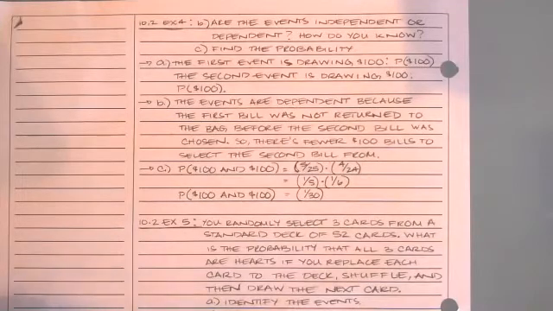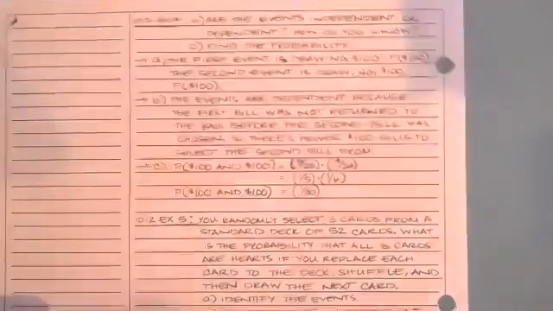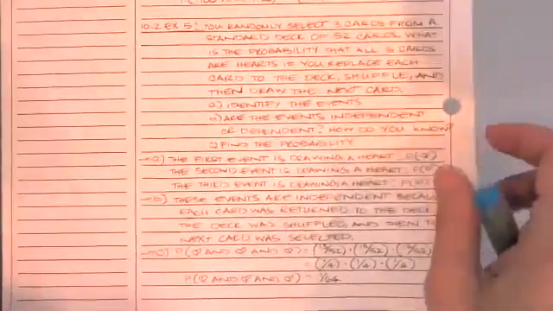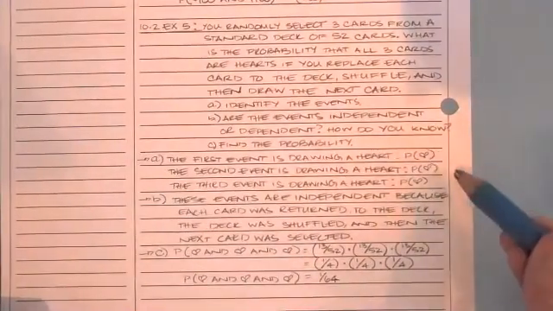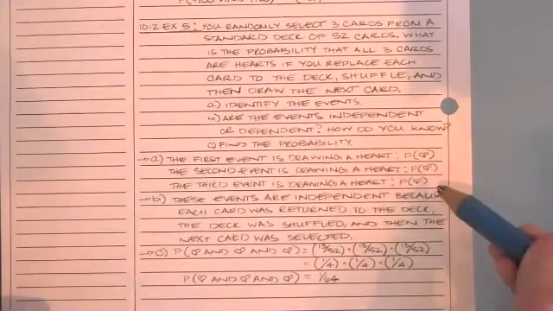All right, so are we ready for the last example? Okay. So here is 10.2 example 5. You randomly select 3 cards from a standard deck of 52 cards. What is the probability that all 3 cards are hearts if you replace each card to the deck, shuffle, and then draw the next card? So we have to identify the events, determine if they're independent or dependent and justify a rationale, and then C, we have to find the probability. So the first event is drawing a heart, that's P of heart. The second event is drawing a heart, that's also P of heart, and the third event is the same.